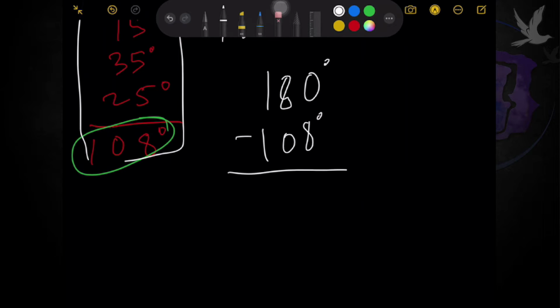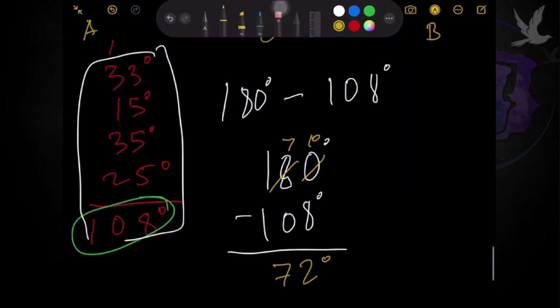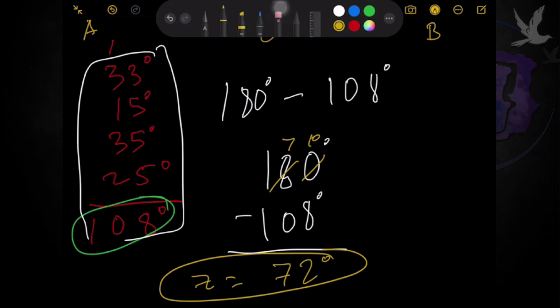So, our answer here is, let's borrow, 7. This will become 10. So, that's 2, 7. So, that's 72 degrees only. Which means our angle Z is equivalent to 72 degrees. Okay, so that is how you basically solve for the missing angle along a straight line.